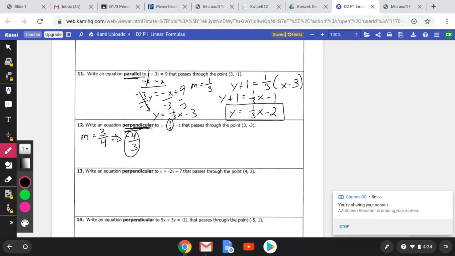So y minus -3, which is plus 3, equals -4/3, times the quantity x minus 3. And then we go about distributing here. So y plus 3 equals -4/3 x plus 4. And then I'm going to subtract 3 from both sides. So y equals -4/3 x plus 1.